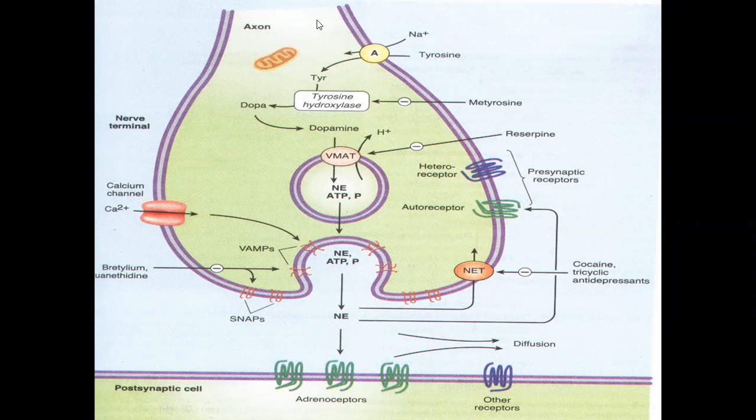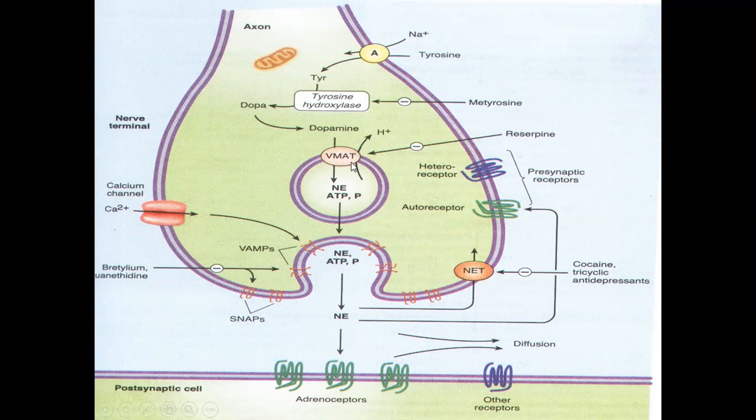Tyrosine is transported into the noradrenergic nerve endings or varicosity by a sodium dependent carrier. This sodium dependent carrier helps in the transmission of tyrosine within the nerve terminal. Tyrosine is converted to dopamine and transported into the vesicle by the vesicular monoamine transporter. We call it VMAT. With the help of this, it is transported within the vesicle, and this VMAT can be blocked by reserpine.